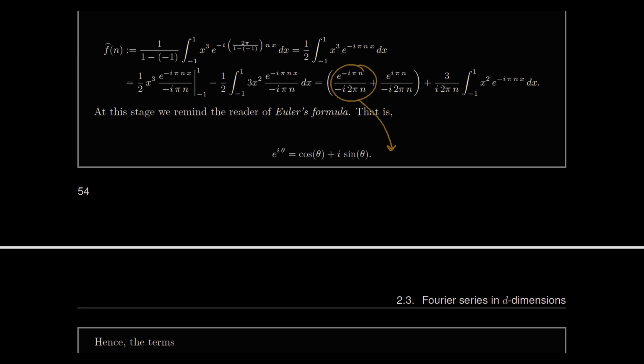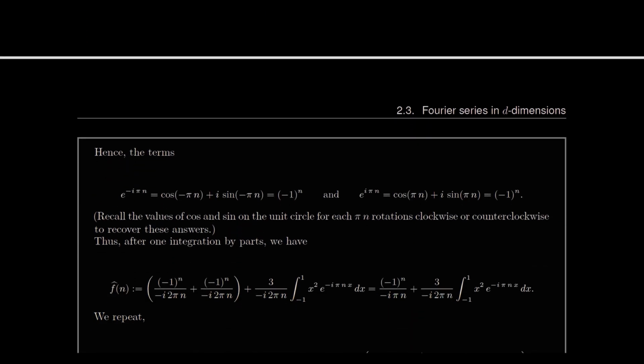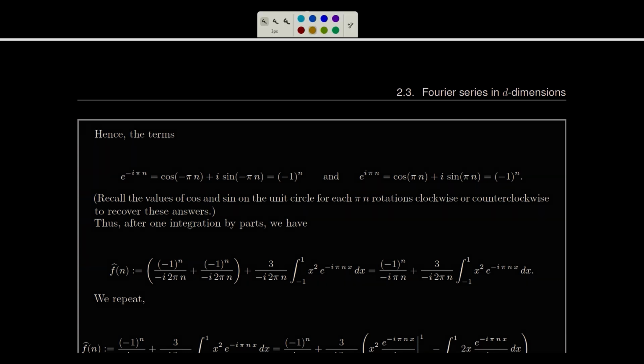The first one's going to be cosine of negative pi n. The second one's going to be cosine of pi n, and that's just the real parts. The imaginary parts are going to be i sine of negative pi n plus i sine of pi n. And then we're going to have to use our regular unit circle to simplify those. So if I scroll down a little bit, let's recall what the unit circle looks like.